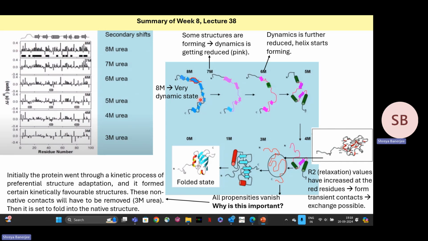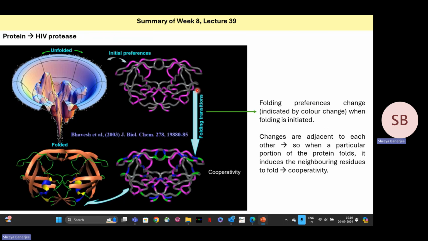Firstly, at 8 molar, all had beta sheet propensity. At 5 molar, 3 small regions had alpha helix propensity. The other regions had beta sheet propensity, and so on. So before it reaches this state where there is no propensity, initially there are certain non-native contacts which give the protein a certain propensity or preference. That is shown by the different colors here.